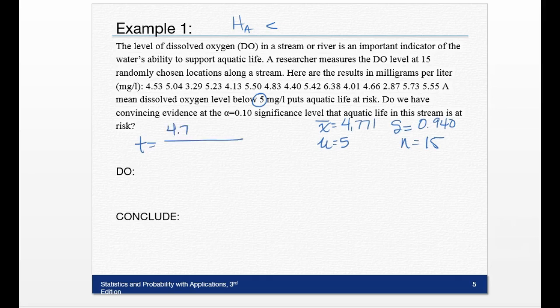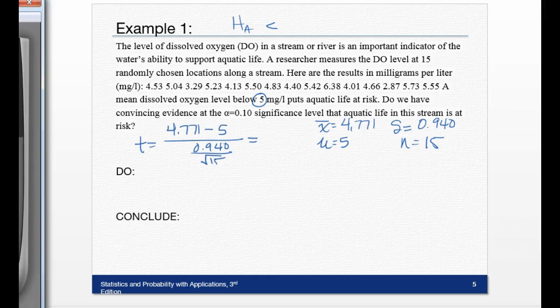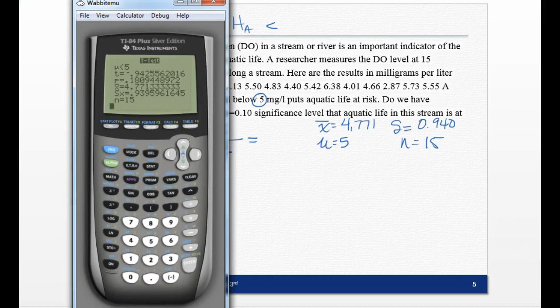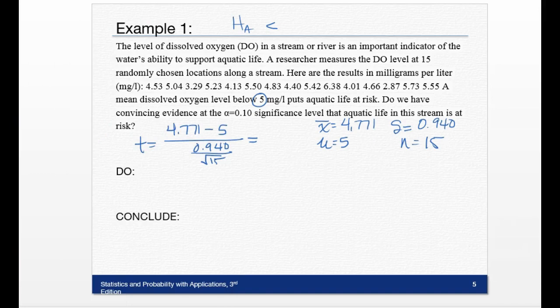So it goes 4.771 minus 5 over S, 0.940 over the square root of 15. And that's going to generate the T value that I need. All right, it gave me a T value of negative 0.943. Okay, so then I draw my curve. Negative 0.943 is over here on the left. And I shade because it points to the right. The alternative hypothesis points to the right.